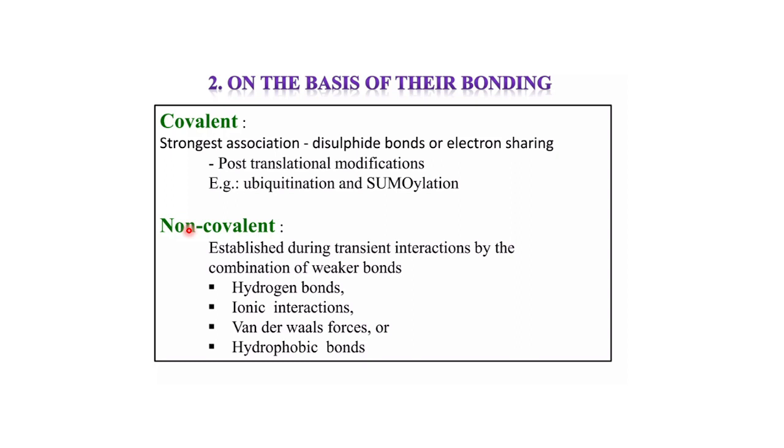And there is another kind of interaction, the non-covalent. It is established during transient interactions by the combination of weaker bonds. You have the hydrogen bonds, the ionic interactions, van der Waals forces, and the hydrophobic bonds. Those fall under the category of non-covalent bonds between two proteins, which you call non-covalent interactions. And the disulfide bonds or electron sharing you call the covalent interactions, or the covalent type of bonding between the two proteins.